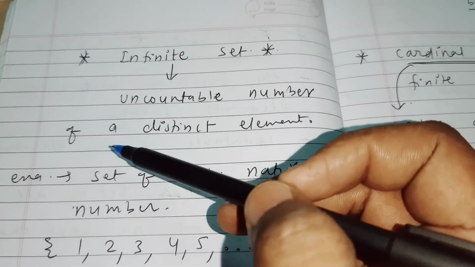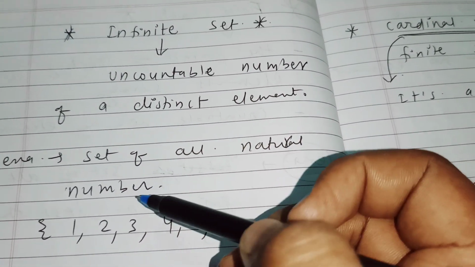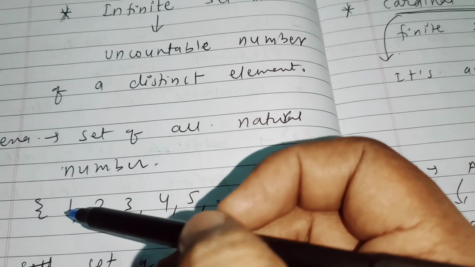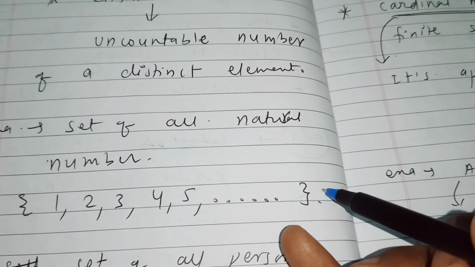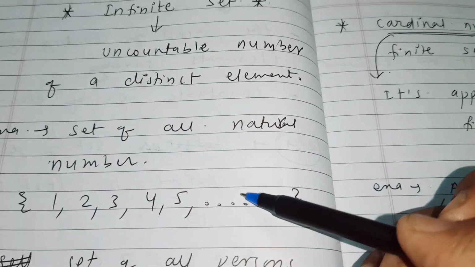An uncountable number of distinct elements. Example: what? Like the set of all natural numbers. If you write the natural numbers, it is counting from 1 to infinity. So 1, 2, 3, 4, 5, and so on. So it is uncountable. Got it? So it is an infinite set.